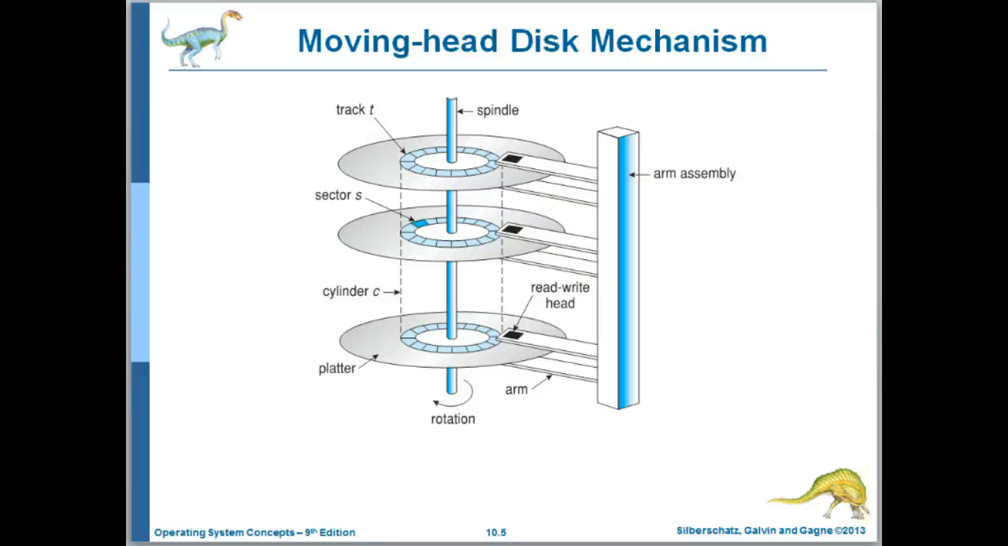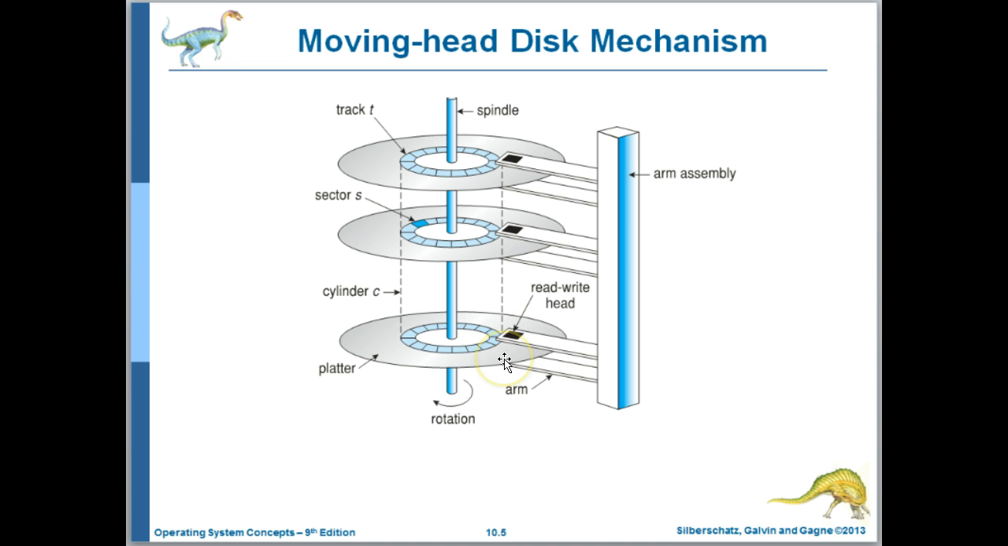So then to satisfy an I/O request, a seek has to be performed. The arm assembly has to move to the particular cylinder where the data resides, and that takes seek time. Then we have to wait for the particular sector or set of sectors to rotate around and come under the read-write head.